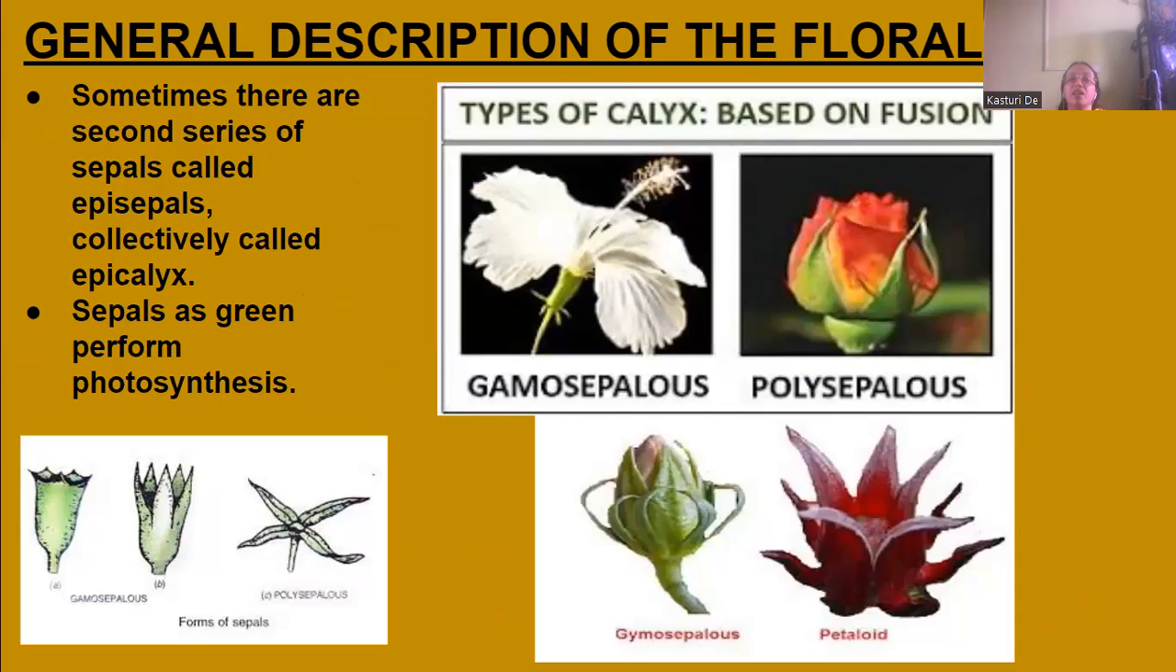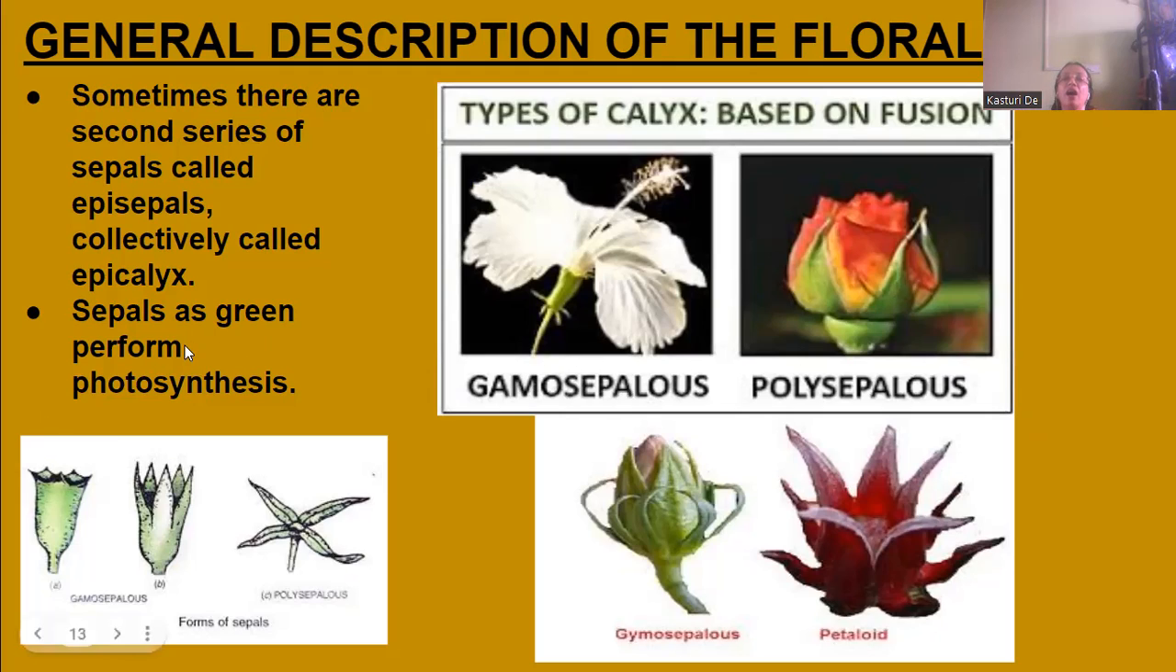Then sometimes there is a second series of sepals. Okay, so in one case they are becoming petal-like. But in another case there appears a second series of sepals. One whorl is there. At that time what happens? It becomes like 5 whorls. So the extra whorl of sepals is known as episepals, or you can say collectively they are known as epicalyx. Okay, like here you can see the epicalyx.